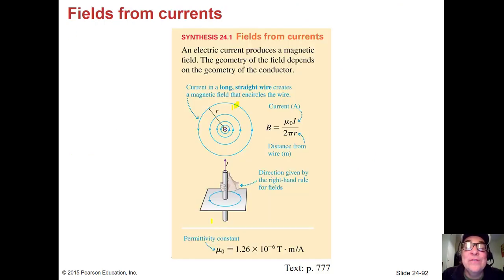Okay, so here's a little summary of what we have to work with, what we could actually calculate. We have a long straight wire here. Here the current's actually coming out at you, so the field's wrapping around. And here's the magnetic field strength a certain distance away from the wire: mu 0 I over 2 pi r, where r in the formula is the distance away. And there's what mu 0 is.